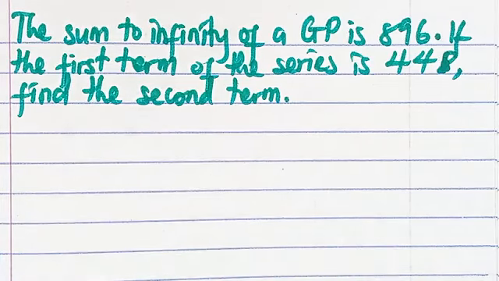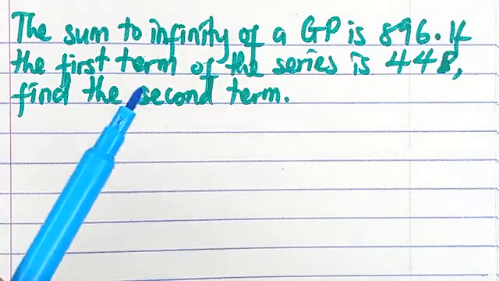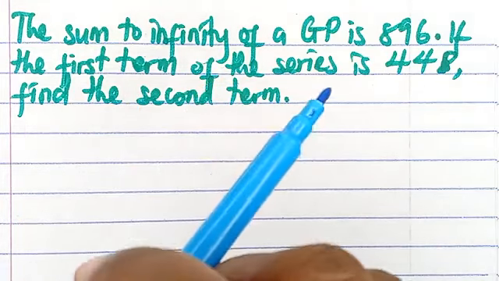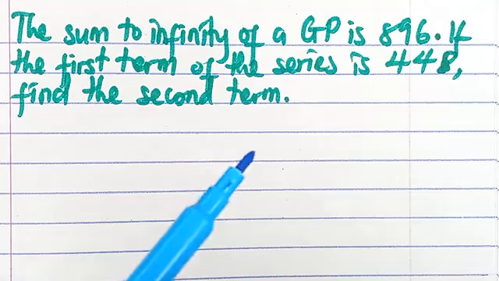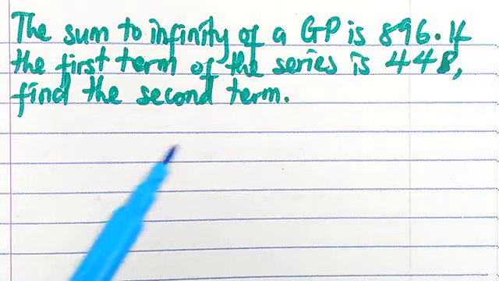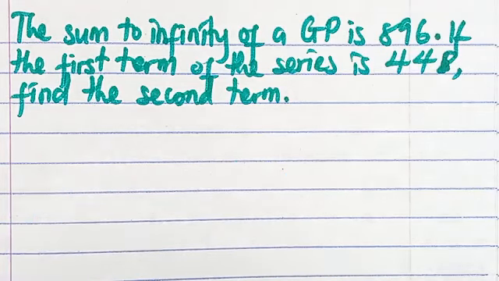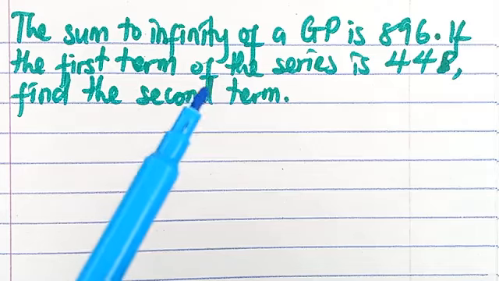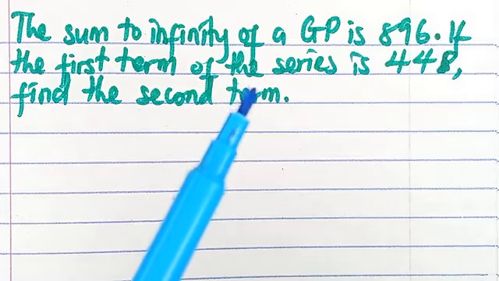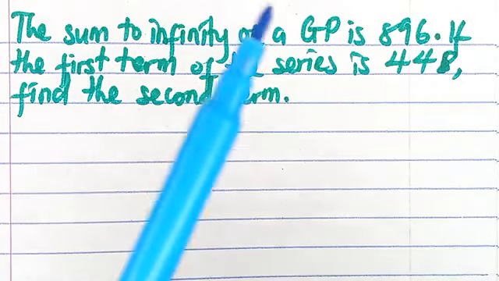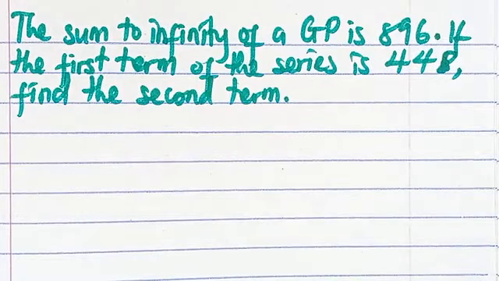So here is one for you. The sum to infinity of a GP is 896. If the first term of the series is 448, find the second term. So you get this, solve it by yourself, and then you should find that the second term is 224. Just tell me the answer to that second term.